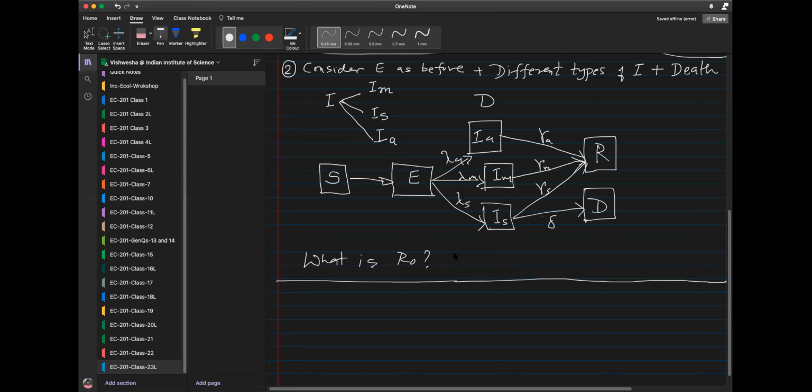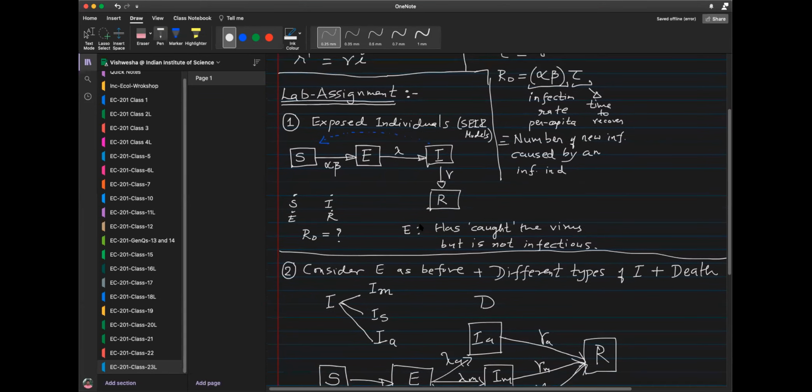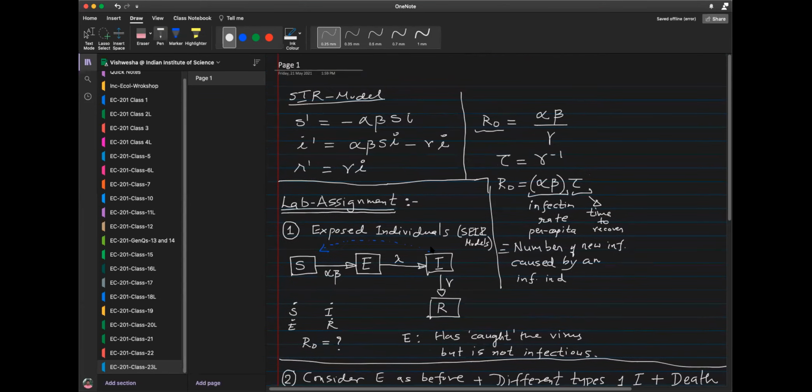Is that fine? Yes. I'm not sure whether you mentioned this because I lost audio, but will the rate at which each type of infection infects others change? That's a very good point. In the previous instance, we had only one I compartment, right? So you had only one blue arrow. Now, how many blue arrows do you have?